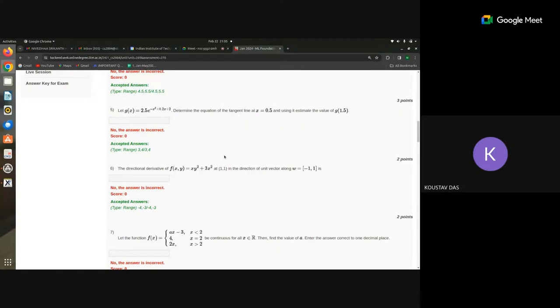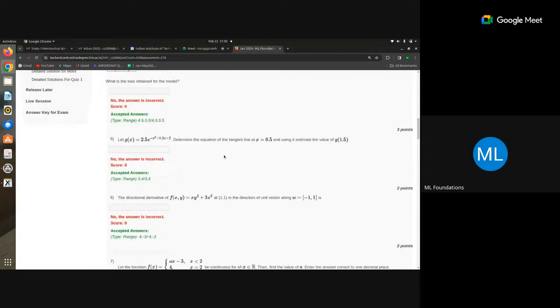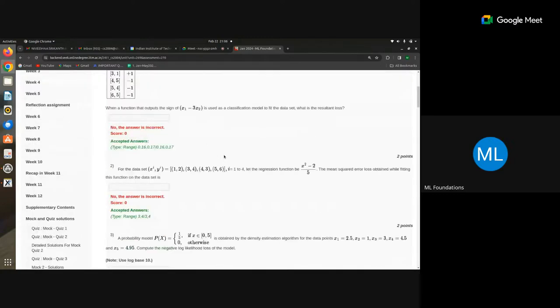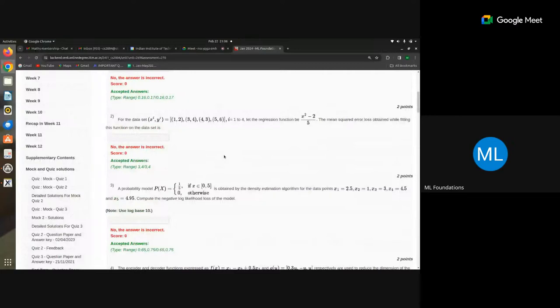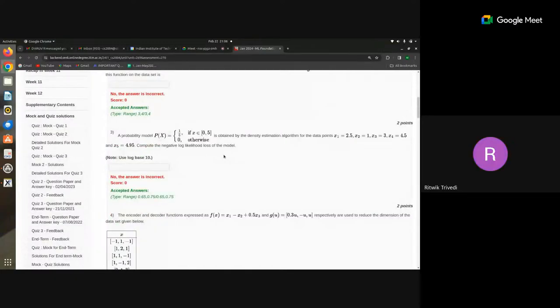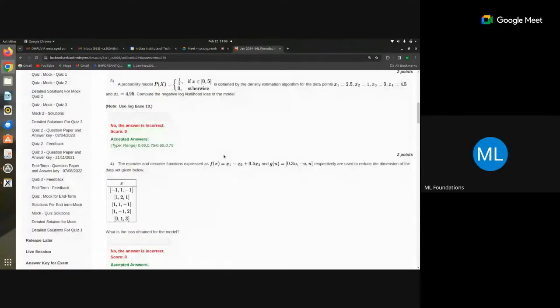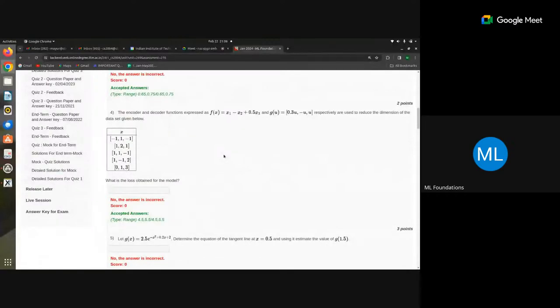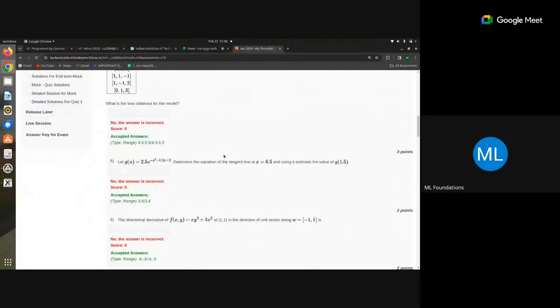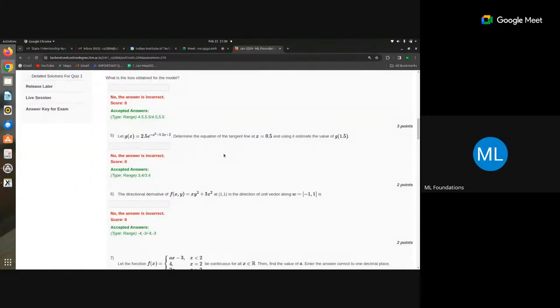Sir, in the mock there are 17 questions. No, the mock will not be exactly like the quiz. Here a lot of questions are there. You can see that these 4 questions are coming from week 1, and they cover the entire week 1: all the concepts, supervised and unsupervised, how to calculate loss, everything. You definitely will not have 17 questions in the quiz. Okay, sir.